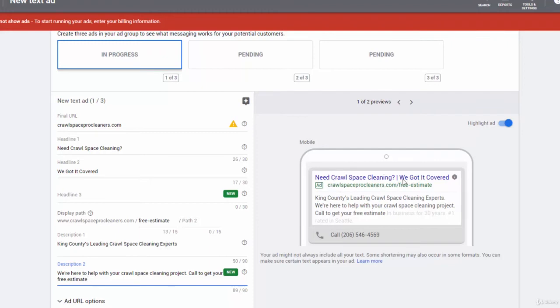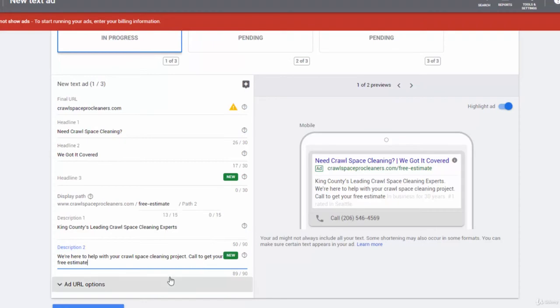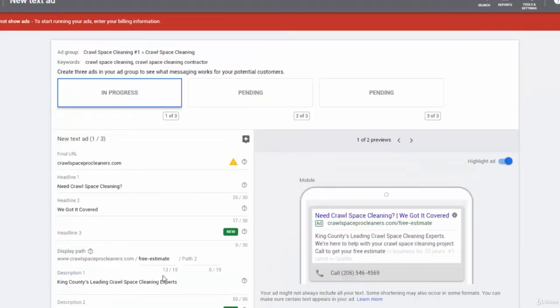Need crawl space cleaning? We got it covered. Crawl space portal cleaners. And then this is the URL. Add extension here, free estimate, King County's leading crawl space cleaning experts. We're here to help you with your crawl space cleaning project. Call to get your free estimate now. Okay, and then that should be good to go. So this is ad number 1. Let's go save and add another.